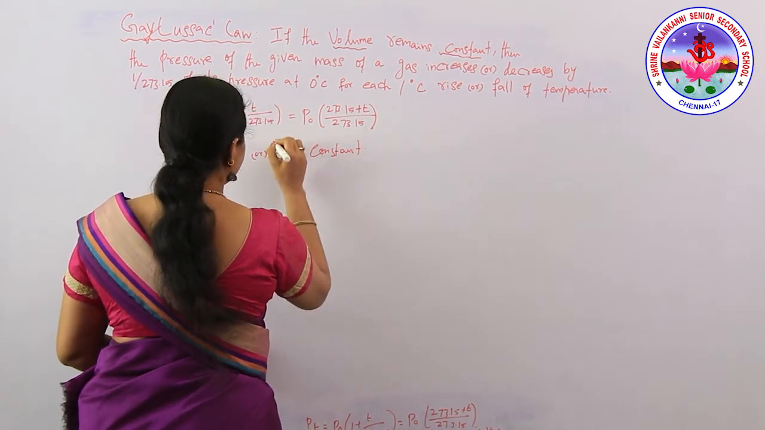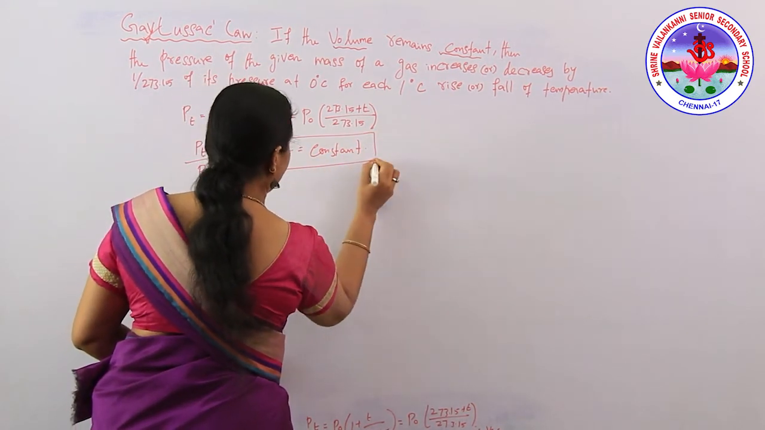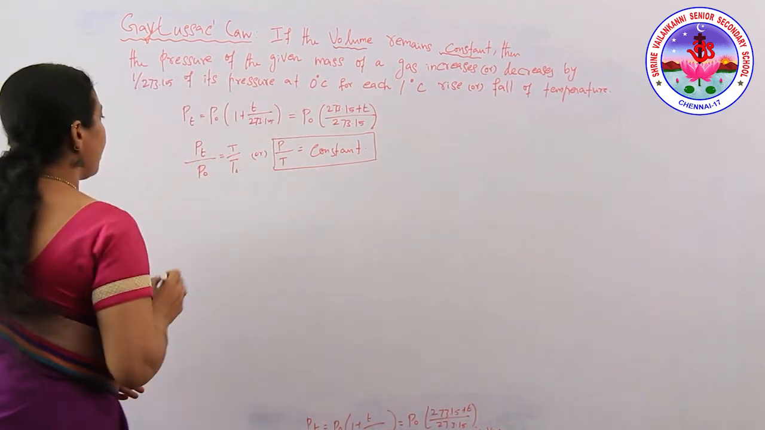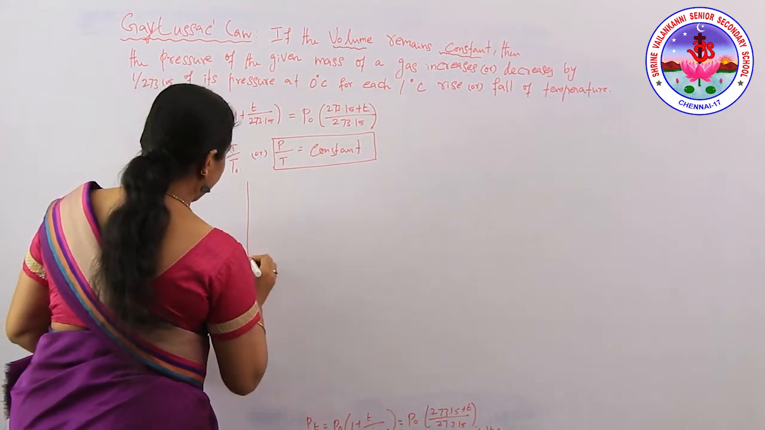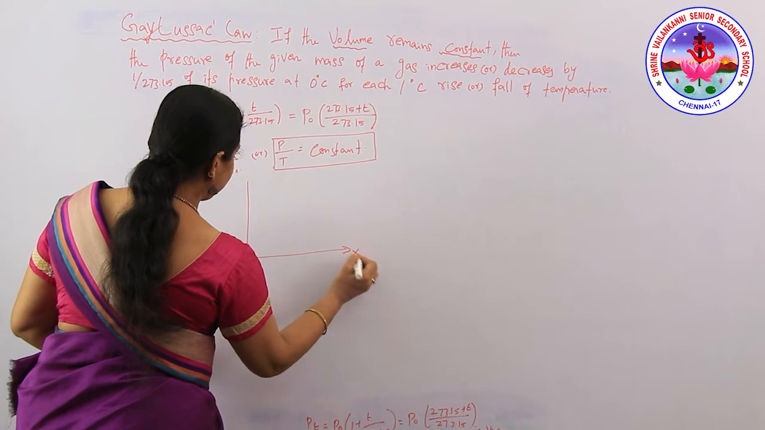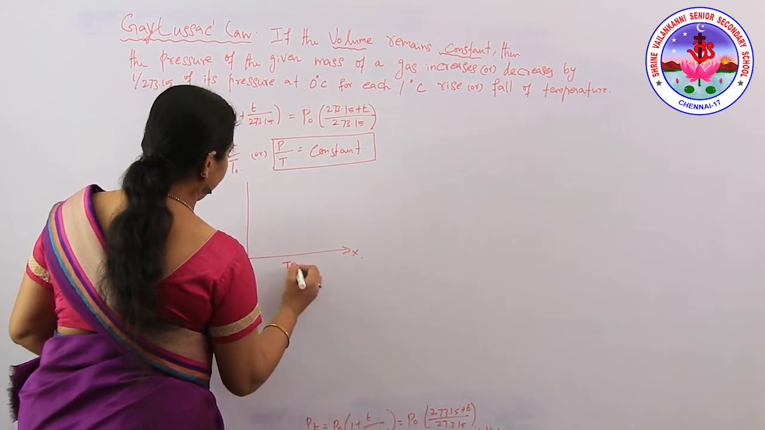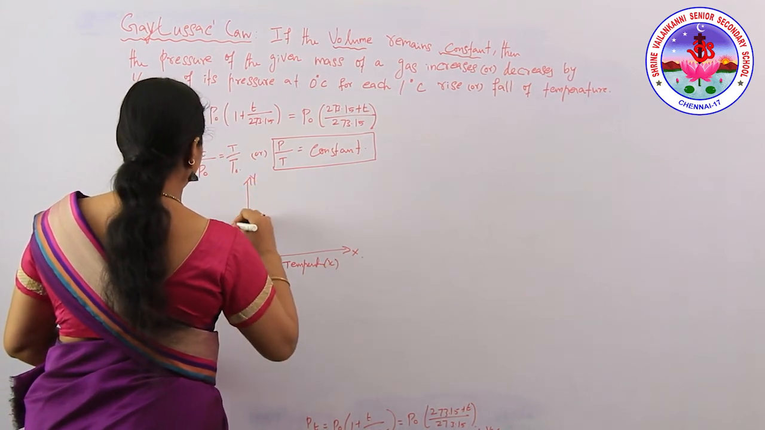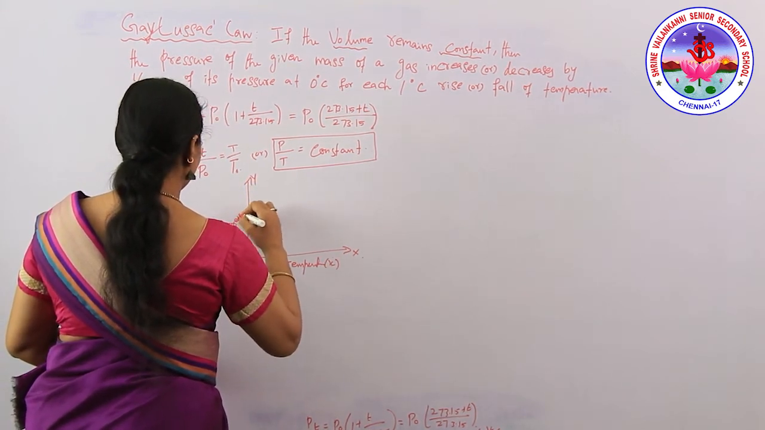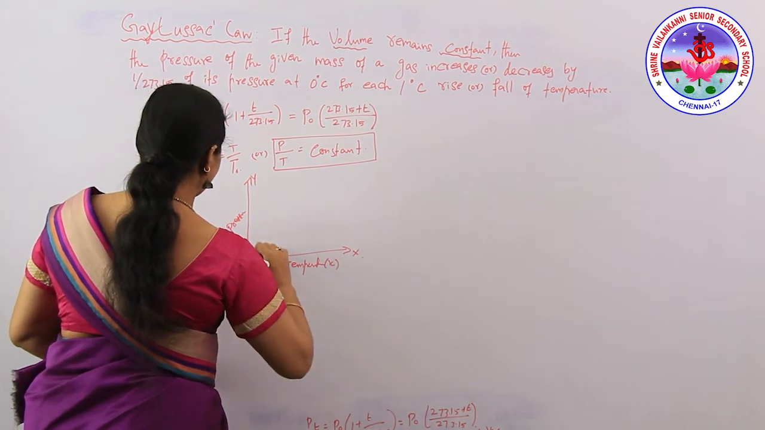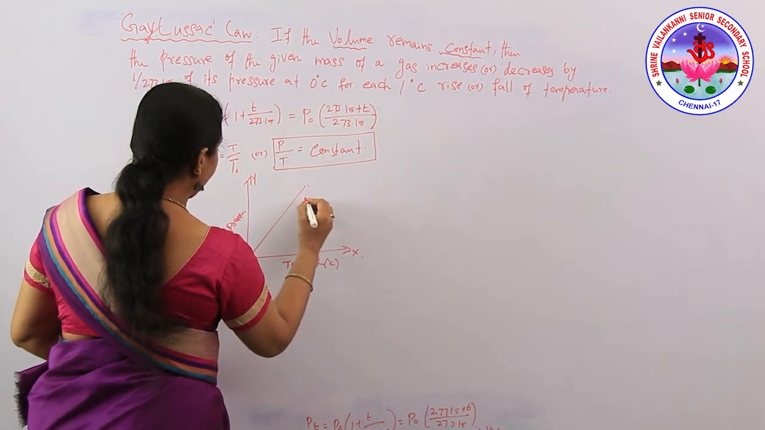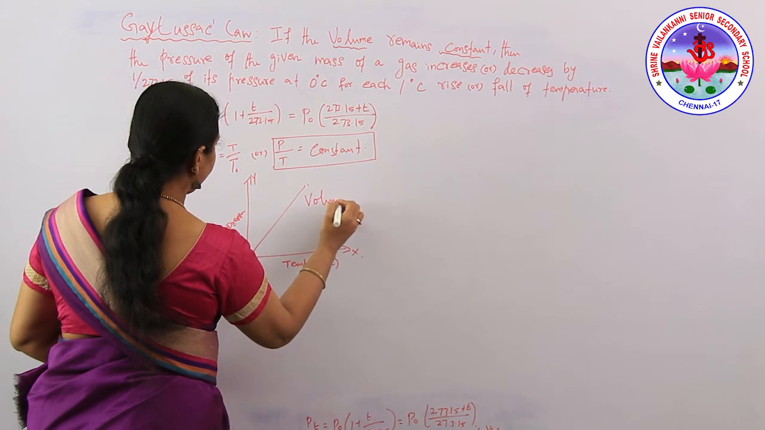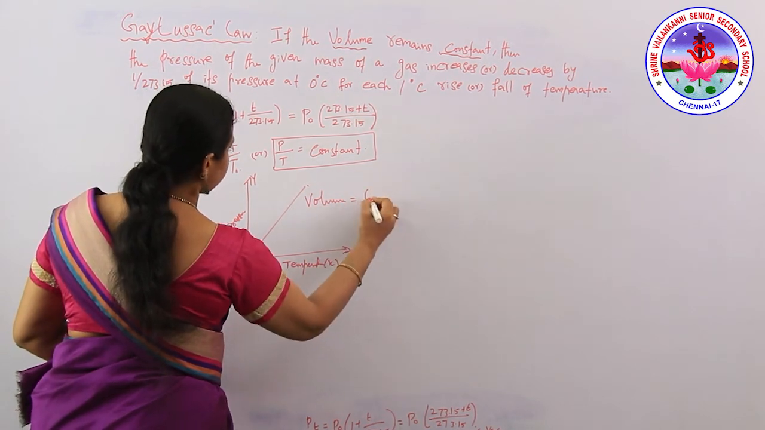Right? This we can draw as the graphical representation. On the x-axis you take temperature in Kelvin, and on the y-axis you take pressure. So you will get a straight line, with the volume equal to constant.